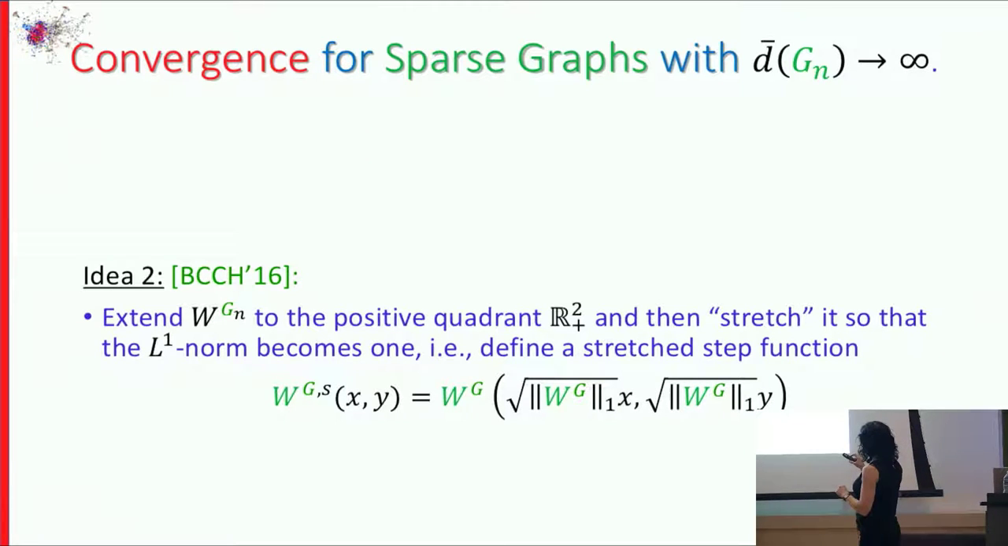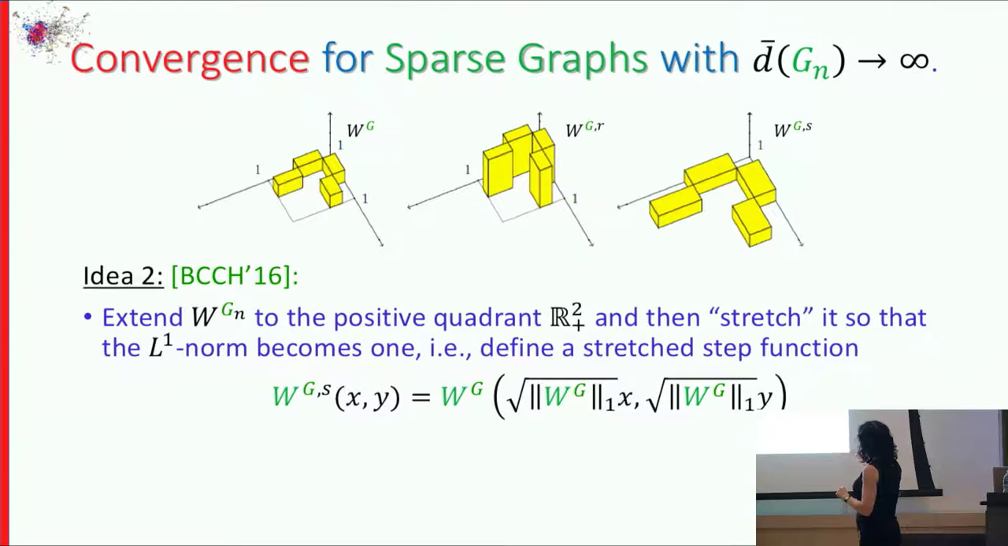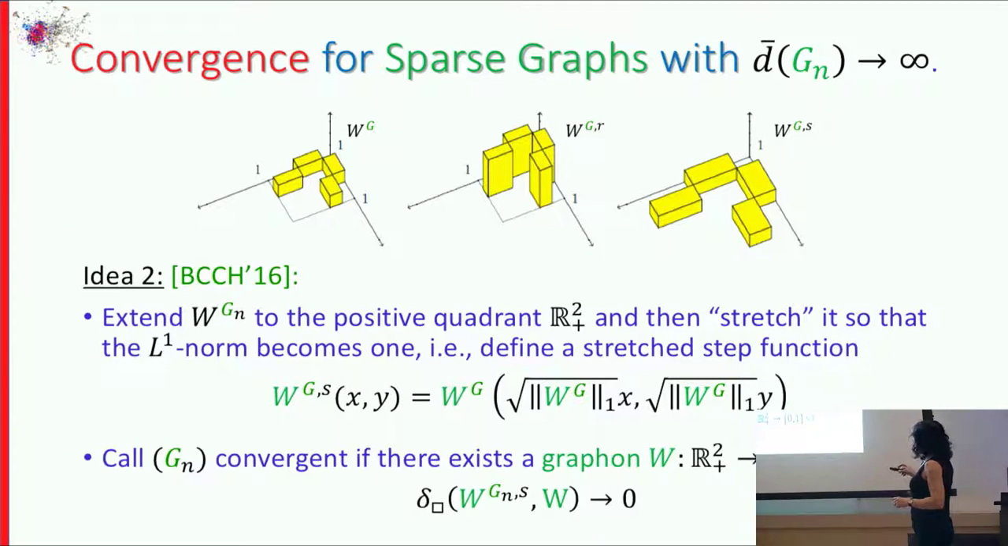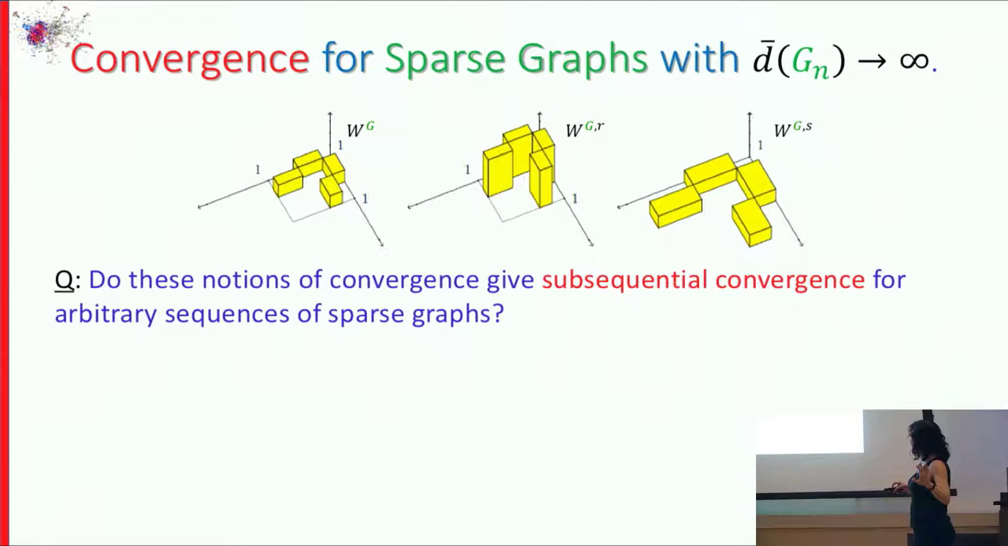Extend this to the positive quadrant. So let's just look at a picture. So this is what we did last time. Here, instead of dividing through by the density, I'm going to stretch the metric inside, okay? And that would be another thing that we could do. And then, so I can either divide through this way or I can stretch it that way. And those give us two very different theories, actually.